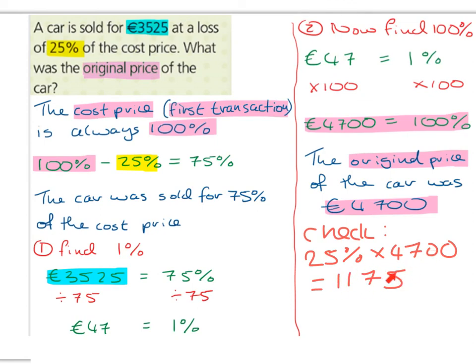So if we subtract this from 4,700, so if we take the 25% away from the original price, the original cost, we should be left with 3,525. So 4,700 minus 1,175 leaves us with 3,525, which is what the car was sold for. So that means that this €4,700 is definitely the original price.